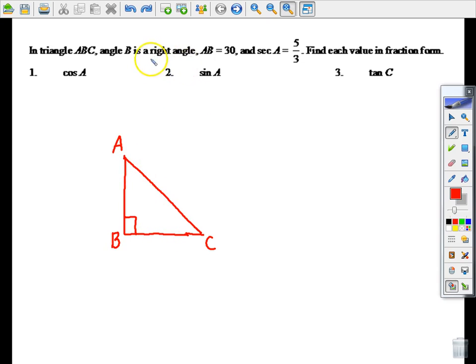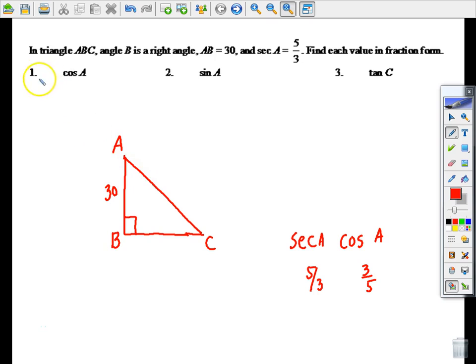Okay. What else do we know? B is a right angle. The side AB, in this case, is measured at 30. And we're told that secant A is 5/3. Well, do you remember that secant is the inverse of cosine? So if secant A is 5/3, that means cosine A is 3/5. Remember that secant is just the inverse function for cosine.